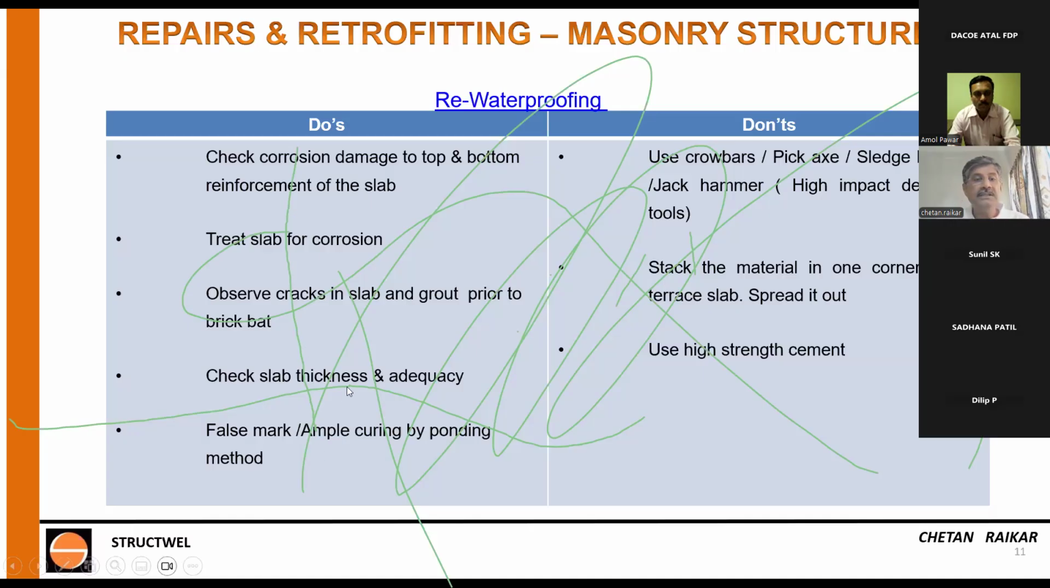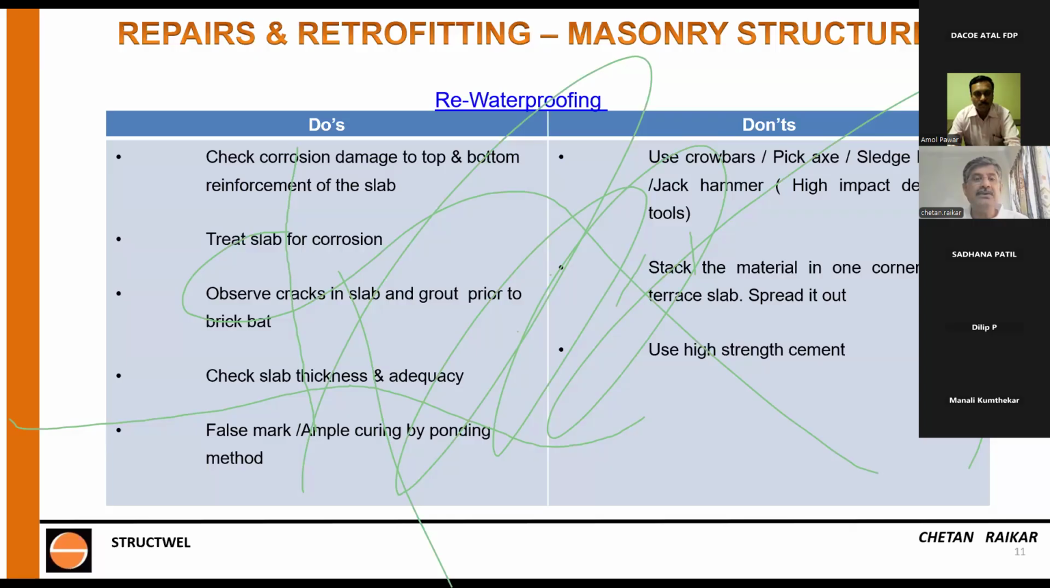So coming to check slab thickness and adequacy. While you are doing the re-waterproofing, you may have to check the slab thickness, because this is an opportunity. If you want to put an overlay, this is an opportunity. If you put an overlay, the structure lasts very, very long. I have restored a couple of bridges with a structural overlay for more than 20 years. It lasts very, very well if you put a structural overlay.